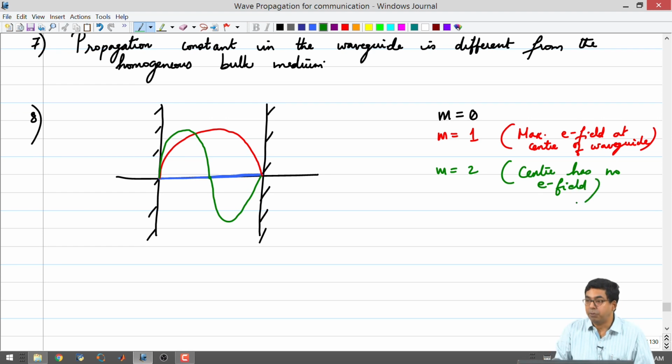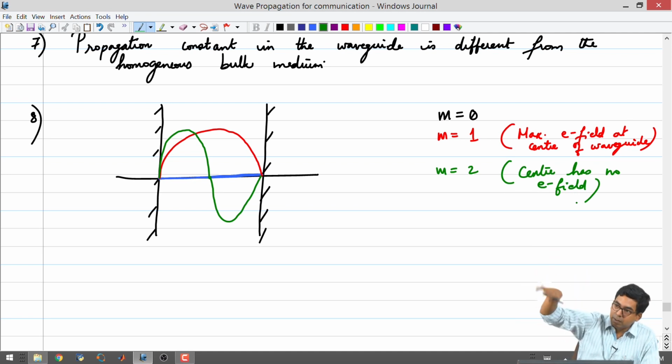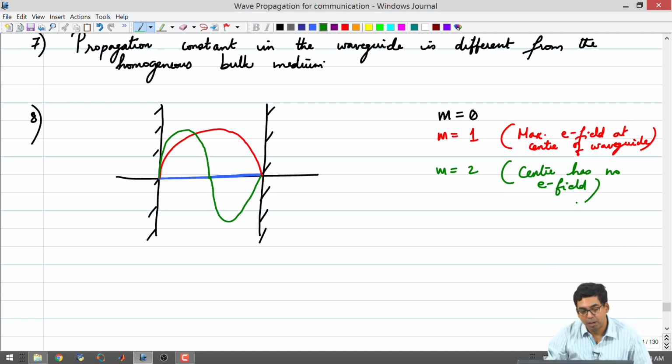We can also go one step further and say that the red color profile that we have drawn is symmetric about the center of the waveguide. That is, if I take the waveguide and fold it in half like this, the profile is going to be symmetric. Whereas in the case of m equal to 2, if I were to fold it, it is not really symmetric because one has a peak in the upward direction and the other has a peak in the opposite direction. So, we can say that m equal to 1 is a symmetric mode, and m equal to 2 is not a symmetric mode, an asymmetric mode. So, these are some observations that we can make.